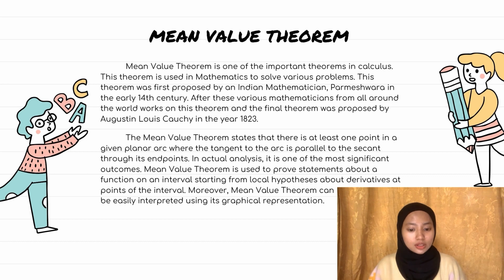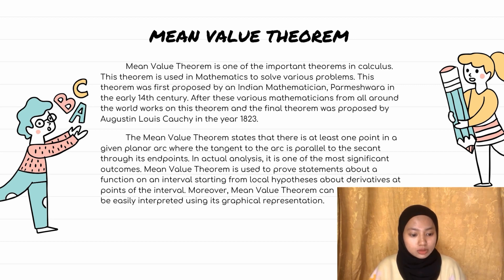So, for the definition of mean value theorem, it is one of the important theorems in calculus. This theorem is used in mathematics to solve various problems. This theorem was first proposed by an Indian mathematician, Parameshwara, in the early 14th century. After this, various mathematicians from all around the world worked on this theorem, and the final theorem was proposed by Augustin Louis Cauchy in the year 1823.